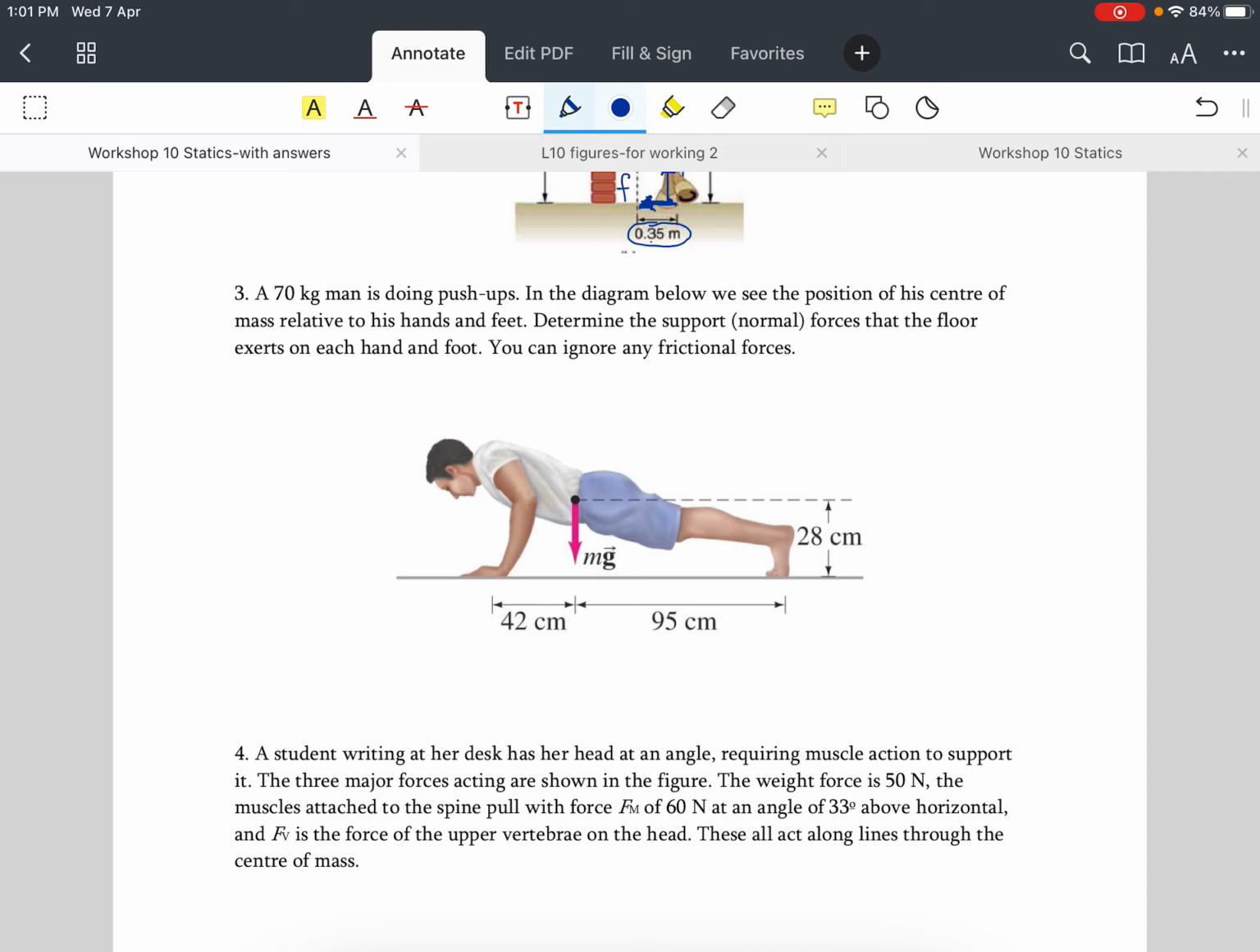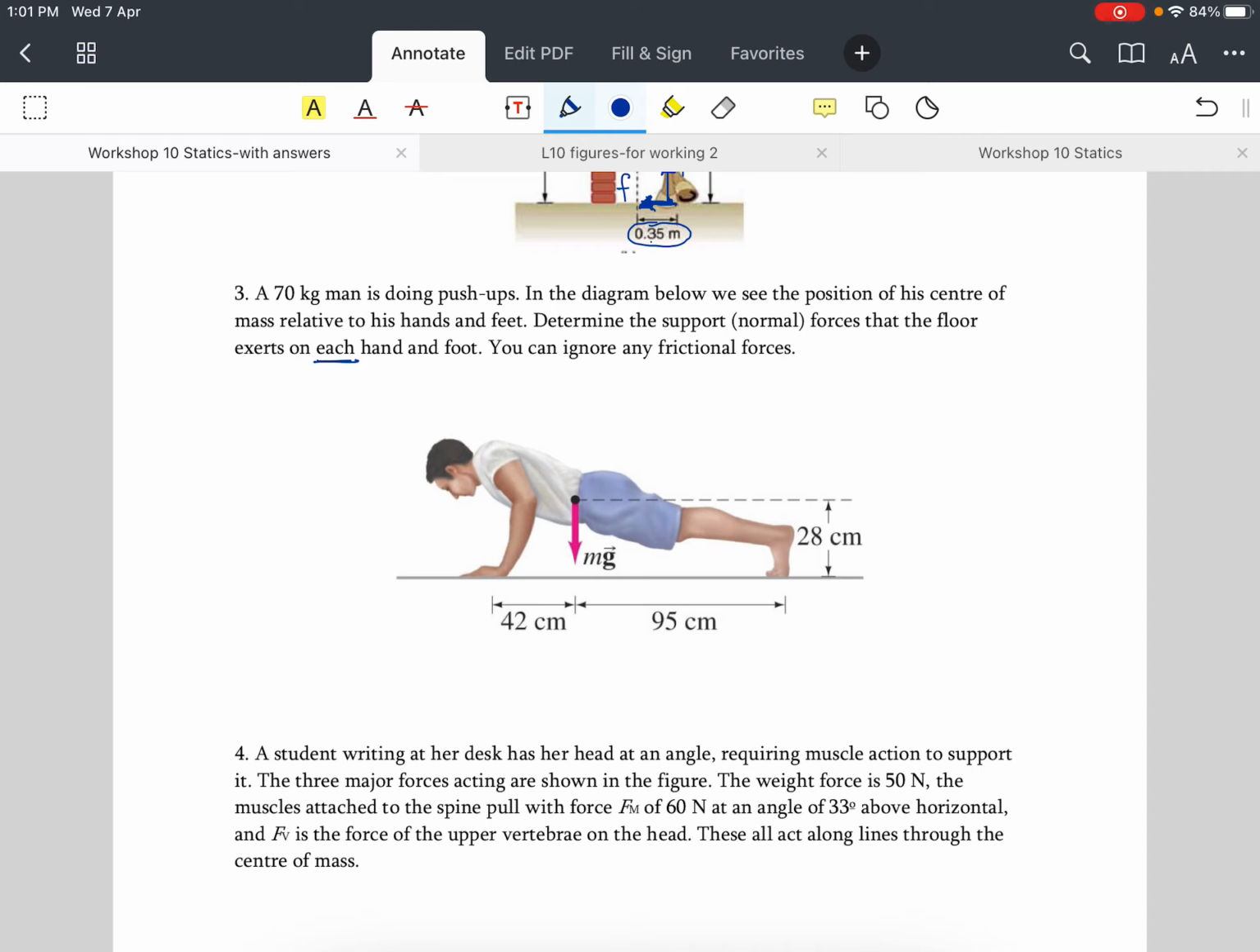Okay, for question number 3, we have here a 70-kilogram man who is doing push-ups. We are shown in this diagram the position of his center of mass relative to his hands and feet. It's 42 centimeters from his hand and 95 centimeters from his feet. We are asked to determine the support or normal forces that the floor exerts on each hand and each foot, and we can ignore any frictional forces.